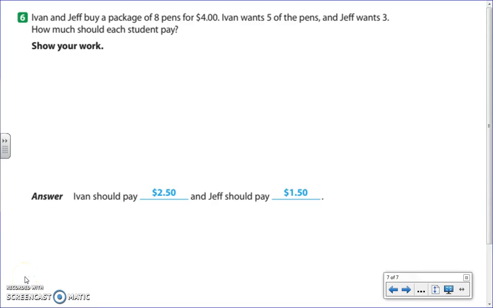Final problem says that Ivan and Jeff buy a package of 8 pens for $4. Ivan wants 5 of the pens and Jeff wants 3. How much should each student pay?